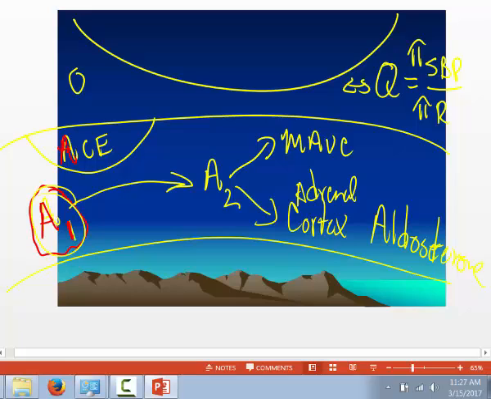ACE stands for angiotensin converting enzyme. And it takes the mild vasoconstricting angiotensin 1 and converts it to the much more powerful angiotensin 2. And angiotensin 2 does two things in one. Angiotensin 2 is a massive arterial vasoconstrictor. It really cranks on them arteries. Boom. Boom. So what happens? The resistance to arterial blood flow goes up. To maintain Q, your systolic blood pressure goes up. You got me?